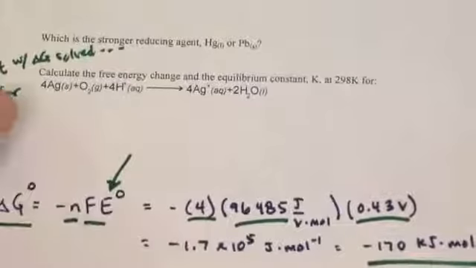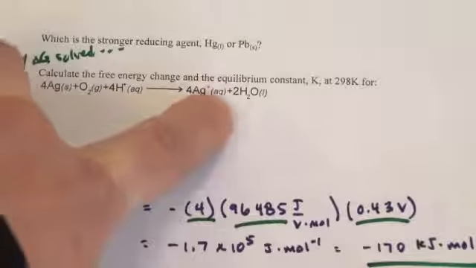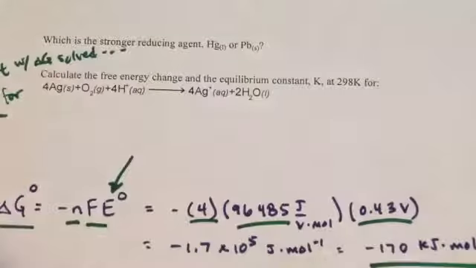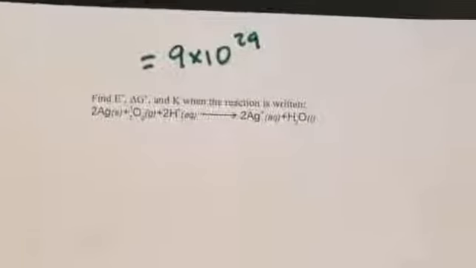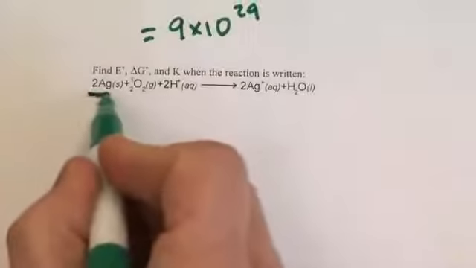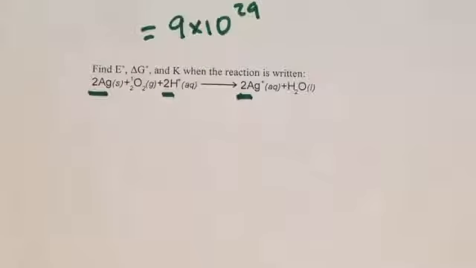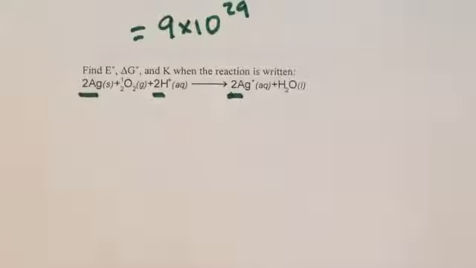This was when we had this reaction of 4 silvers plus oxygen plus 4 hydrogens makes 4 silver ions plus 2 waters. Now, the next question on your next page in your videocast packet takes the same equation, but in this case now we have 2 silvers, 2 hydrogens, and 2 silver ions being produced here. It's the same exact equation, except it has half as many moles. And it says find G and K when the reaction is written this way.